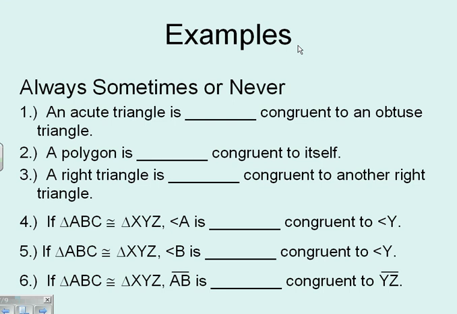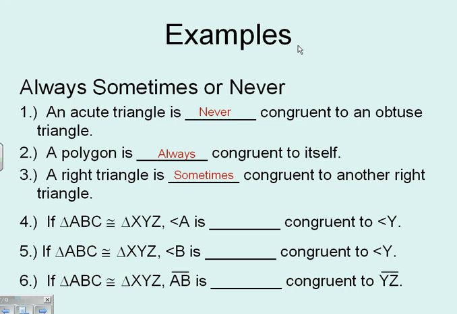Here are some examples. Always, sometimes, never. An acute triangle is always, sometimes, never congruent to an obtuse triangle. And of course, that's never true because you wouldn't have a right angle in the obtuse triangle to be congruent to the right angle in the right triangle. Two, a polygon is always, sometimes, never congruent to itself. Of course, always.